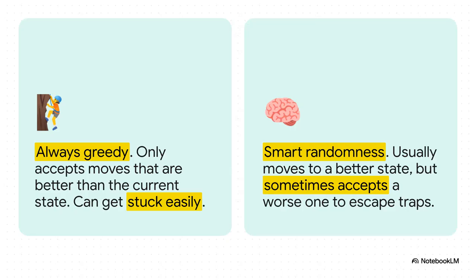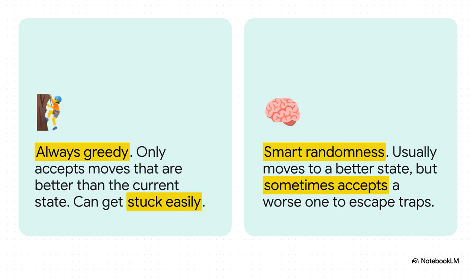Okay, and this is where things get really interesting. Let's compare the two. Hill climbing, like we saw, is, well, it's greedy. It only ever takes a step that's an immediate improvement, no exceptions. But simulated annealing, it's way smarter. It's got this element of what you might call smart randomness. Most of the time, yeah, it'll take the better move. But, and this is the absolute game changer, every now and then it will deliberately make a bad move, a move that actually makes the total distance worse for a moment.